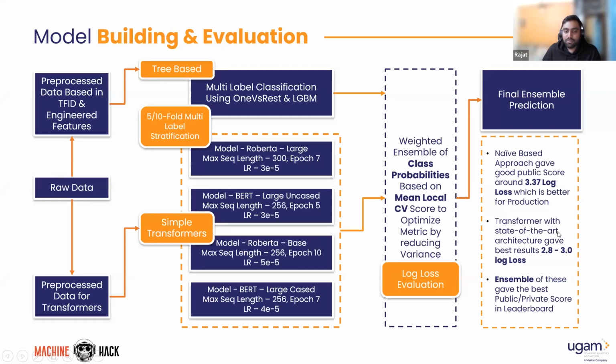Now coming to the transformer, we know that it is a state of the art architecture, and it gave the best results for me. It was around 2.8 to 3.0 log loss, and with the weighted ensemble of these two, I was able to reach rank 2 for this particular hackathon.